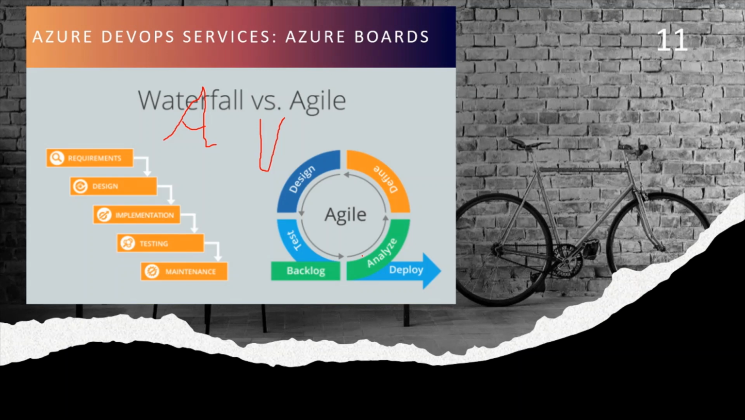the application. So as you see, the application is divided into small chunks, and you get the feedback from the client at the same time, and you satisfy everyone, so you don't have these surprises. So this was waterfall versus agile.